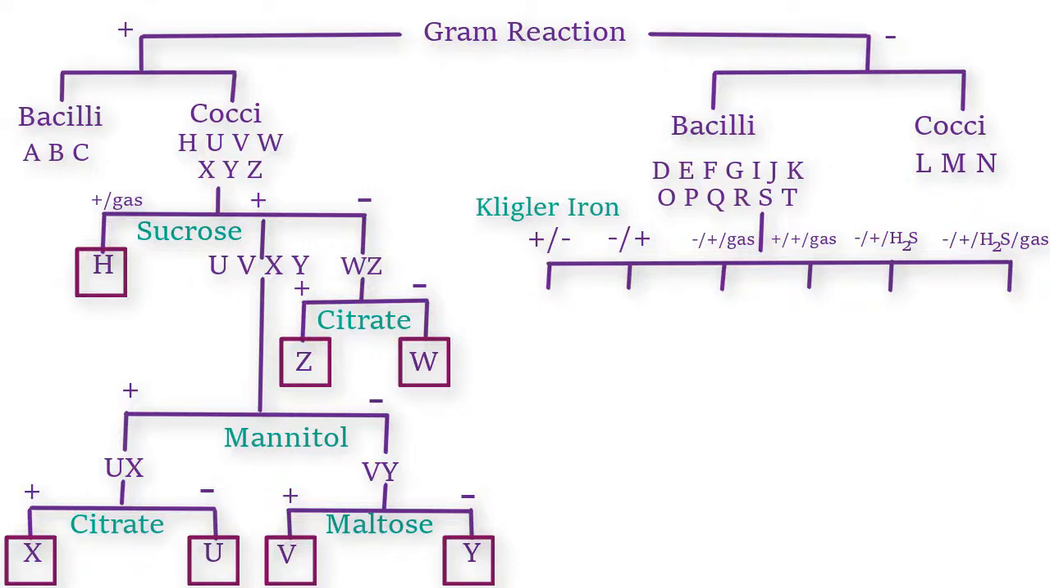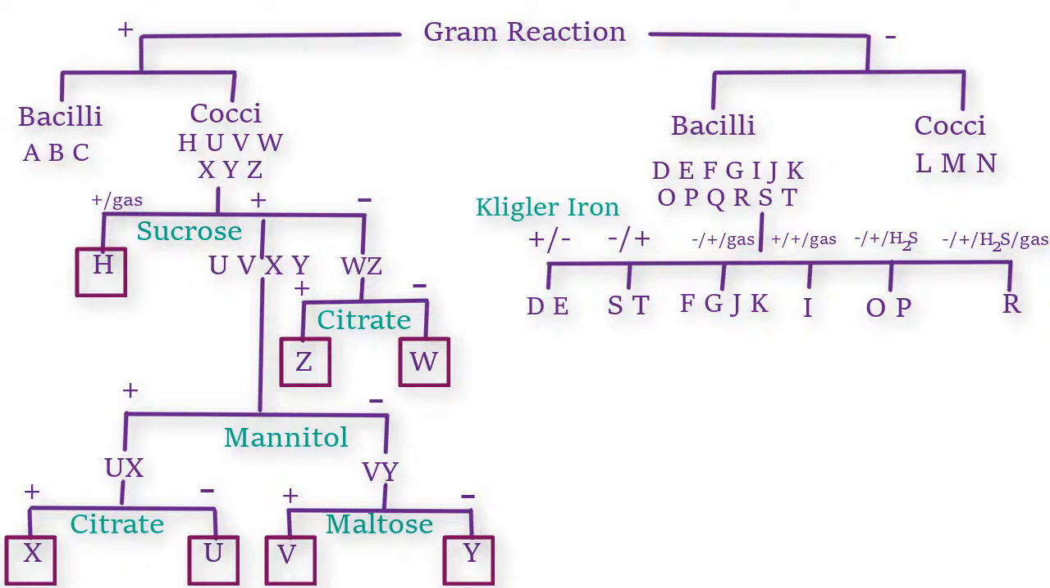So all of the ones that are negative, positive, negative, that's two of them, D and E. Then we have the negative positive category that will give me S and T. The ones that fall under the negative positive gas are F, G, J, and K. Positive gas is simply I. The O and P would fall under negative positive H2S. And I have one more remaining, R, for all of those various reactions, a negative, positive H2S, and gas.